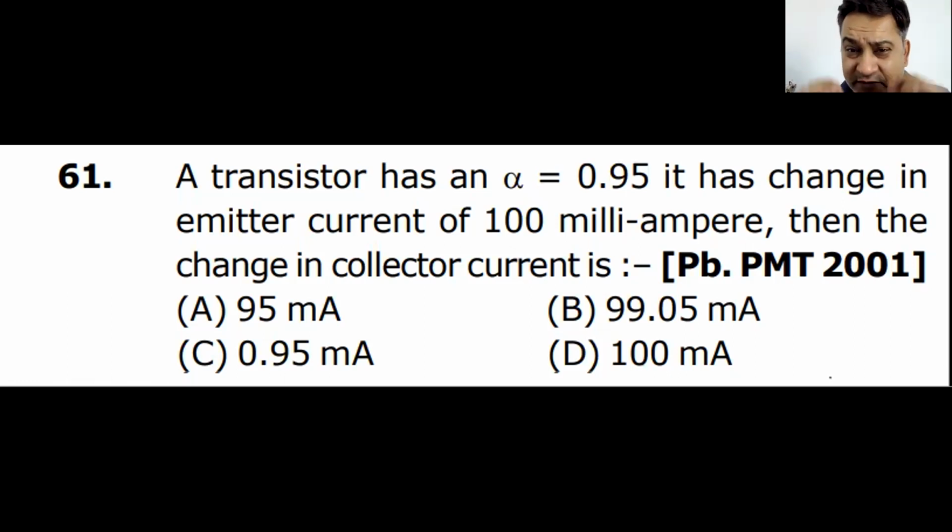And these are the questions that will come in your examination hall. Alpha is given, change in emitter current is given. They want you to find out the change in the collector current. Can I have your answers, please? M standing for milli, so you must know that.